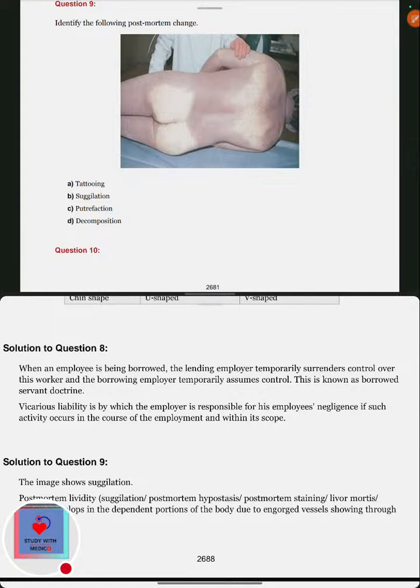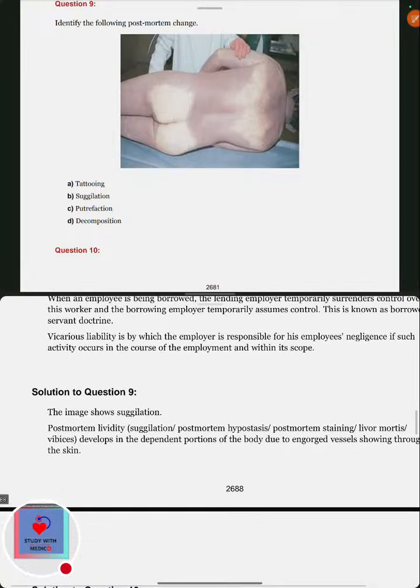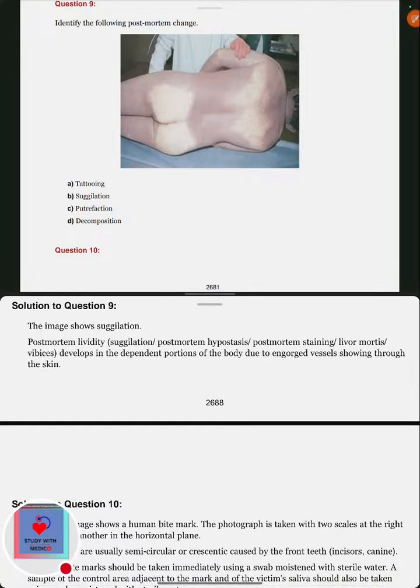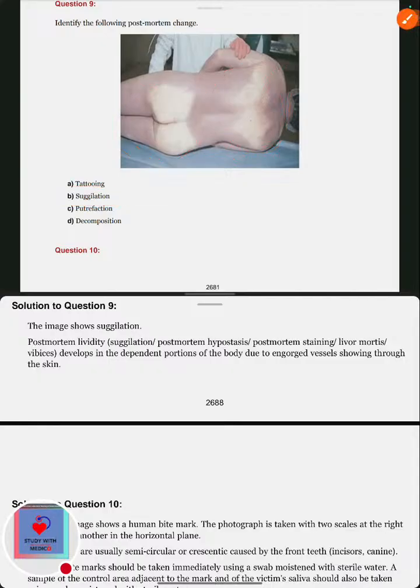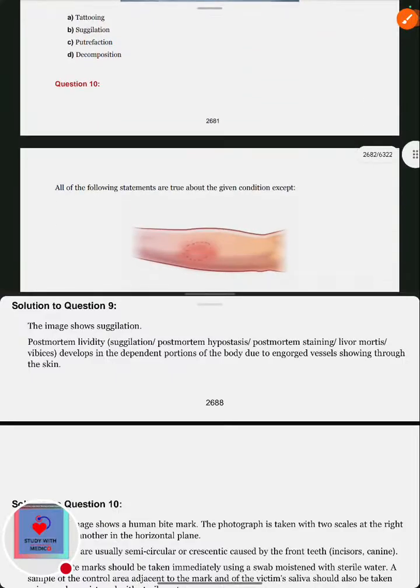Identify the following postmortem change. This is postmortem lividity, also called stagnation, hypostasis, postmortem staining, seen in dependent parts of the body, with engorged vessels showing through the skin.